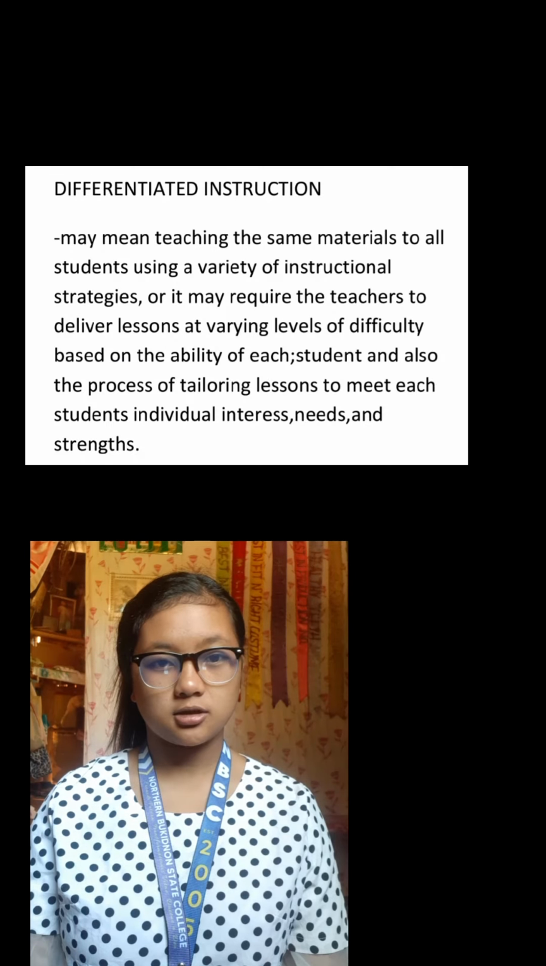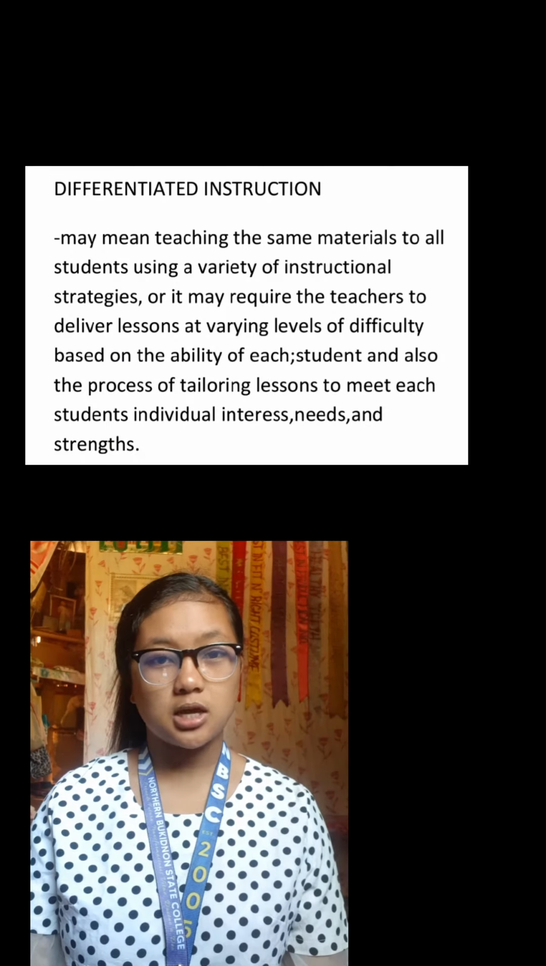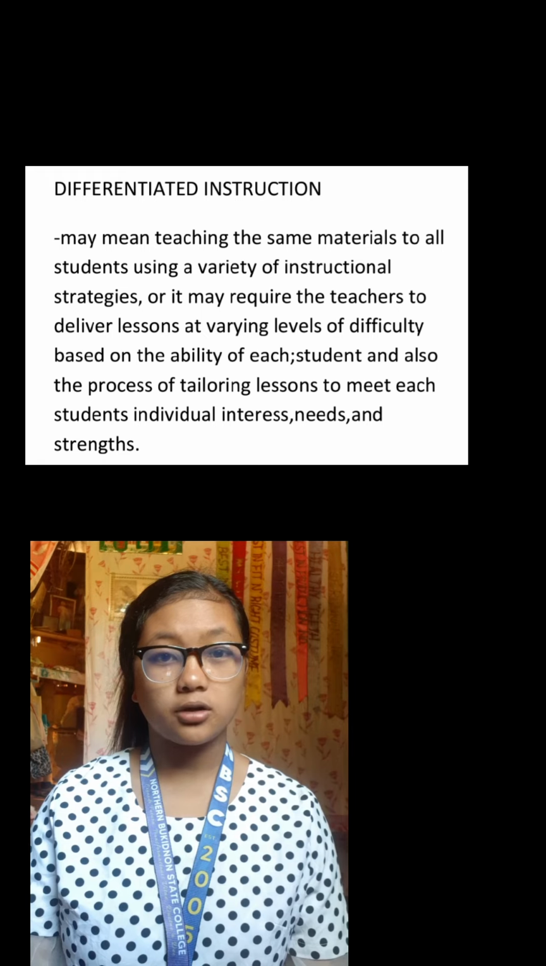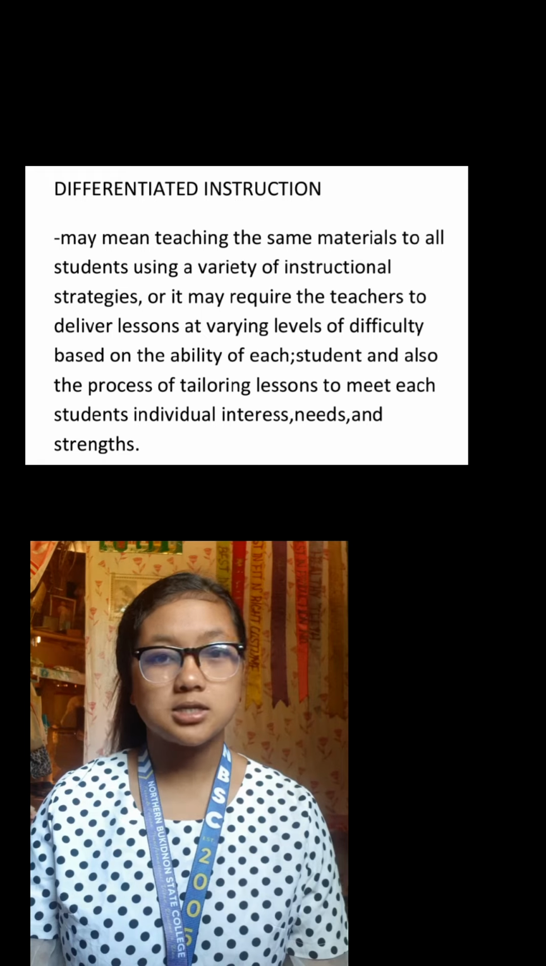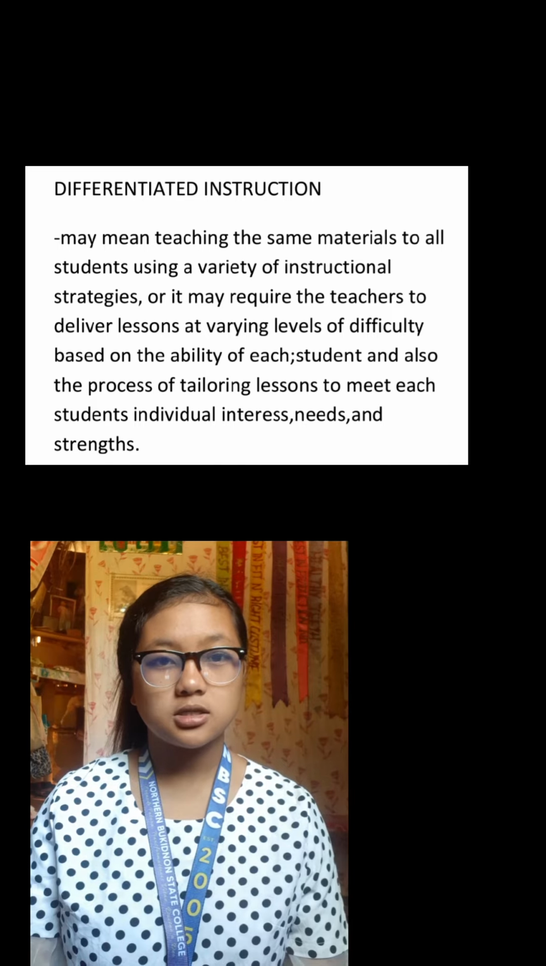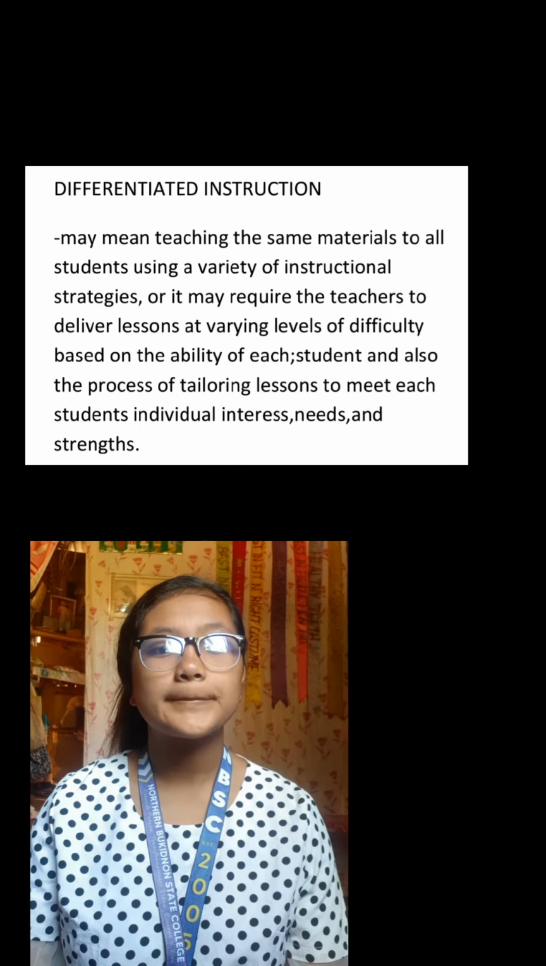Differentiated instruction may mean teaching the same materials to all students using a variety of instructional strategies, or it may require the teachers to deliver lessons at varying levels of difficulty based on the ability of each student, and also the process of tailoring lessons to meet each student's individual interests, needs, and strengths.